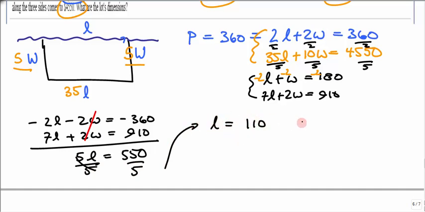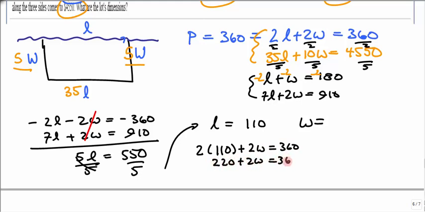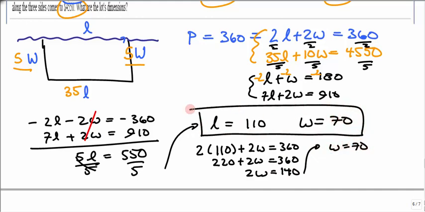Now to figure out what W equals, I would just plug that back into anywhere I wanted to up here. So I'm going to say 2 times 110 plus 2 times the width equals 360. So 220 plus 2W equals 360. 2W, 360 minus 220 is 140. So I get W equals 70 here. So these are my 2 dimensions. Now in my math lab, it specifically asks you, what is the longer dimension? You'd put in 110. What is the shorter dimension?